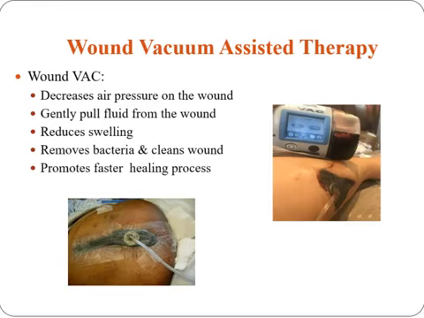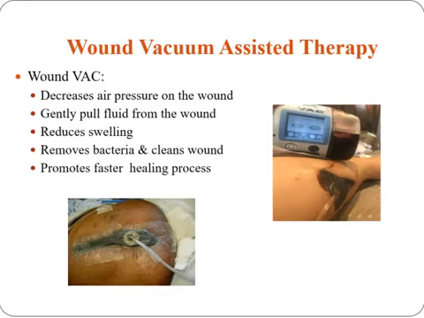Okay, next we're going to talk about wound vacs, or vacuum assisted therapy. So wound vacs use a mechanical device with a container and tubing and a dressing, and basically this is all set up into the wound. You see the black foam there, and the machine pulls on the wound and pulls out all of the excess fluid that the wound may be producing. So it decreases air pressure in the wound and gently pulls fluid.